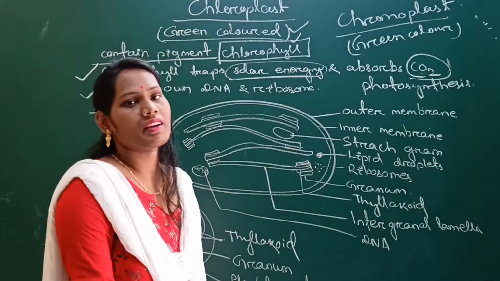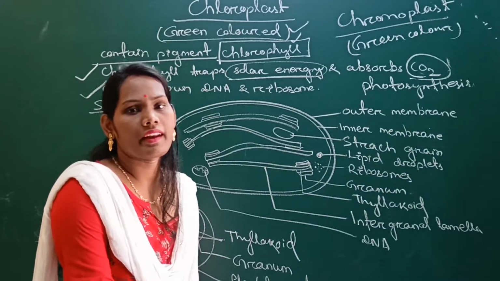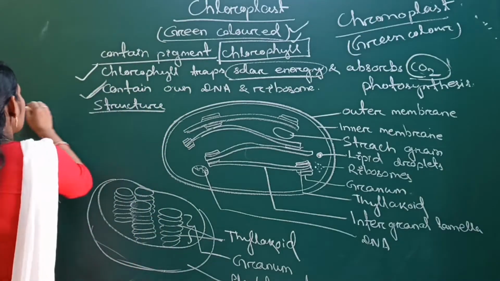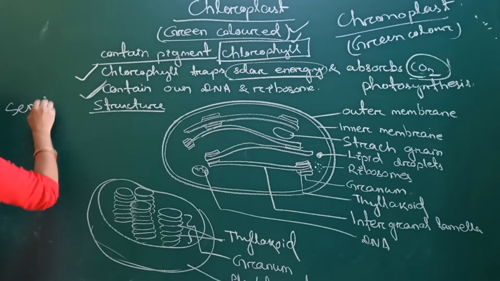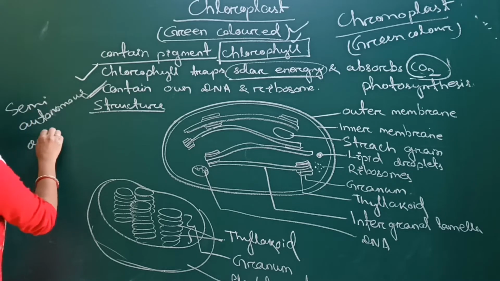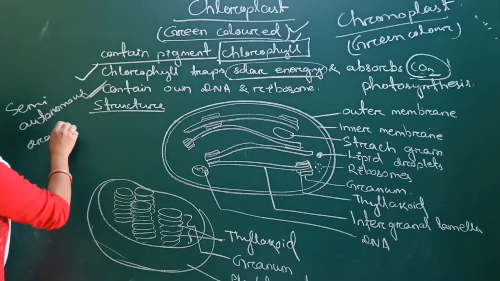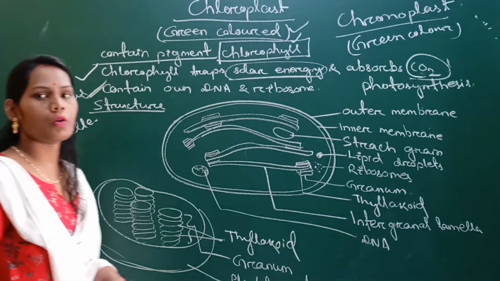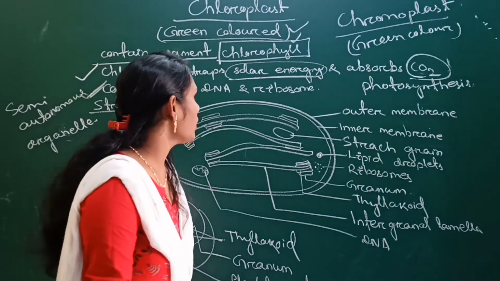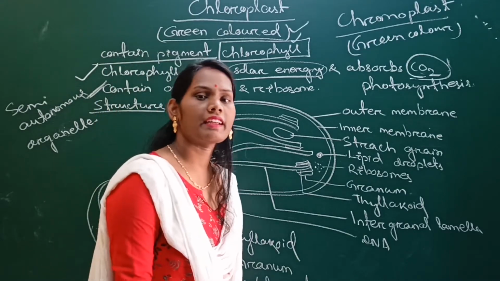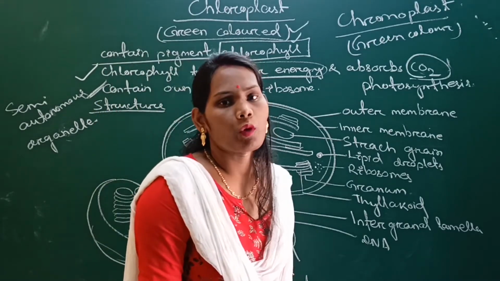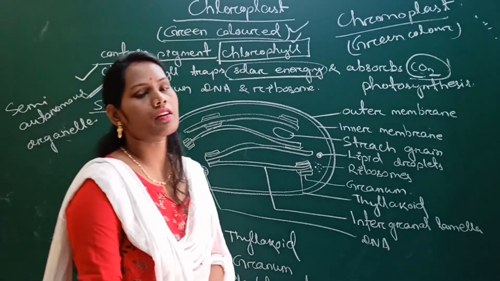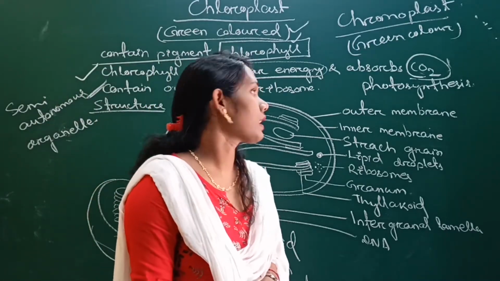Chloroplast contains its own DNA and ribosome. That's why it is also called a semi-autonomous organelle. In a cell, both mitochondria and chloroplast have their own genetic material and own ribosomes. That's why they can synthesize their own protein. So both the mitochondria and chloroplast are called semi-autonomous organelles.